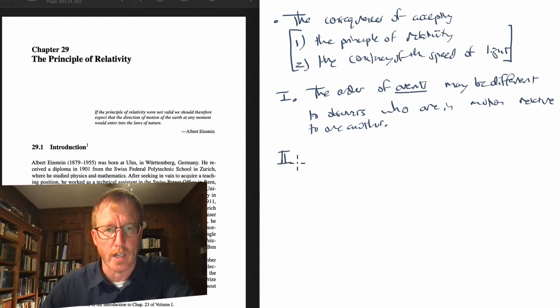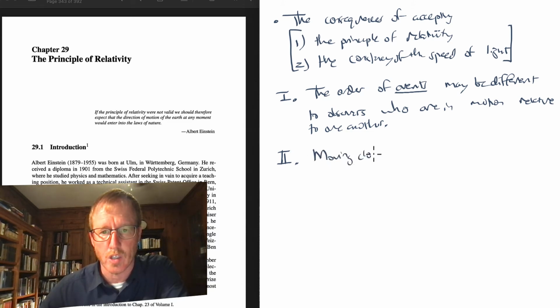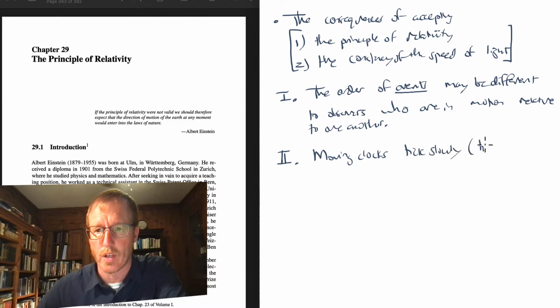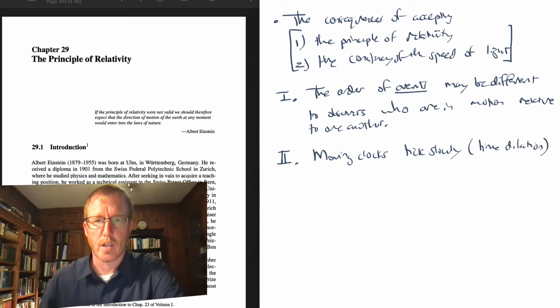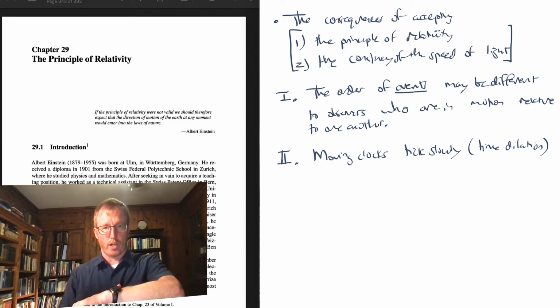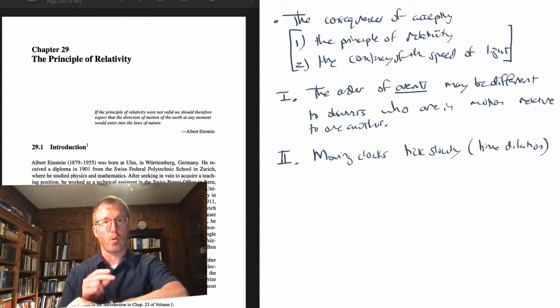What is another consequence of these 2 postulates? Well, moving clocks tick slowly. This is sometimes called time dilation. Okay, so what do I mean by that? Well, imagine that I have a wristwatch and it ticks once every second. So I'm looking at it, there's a tick one time every second.